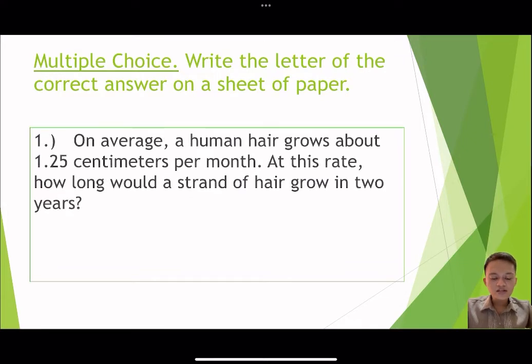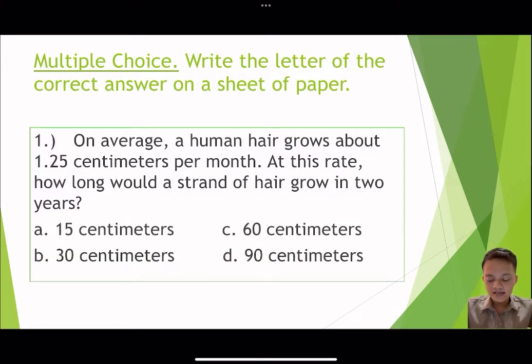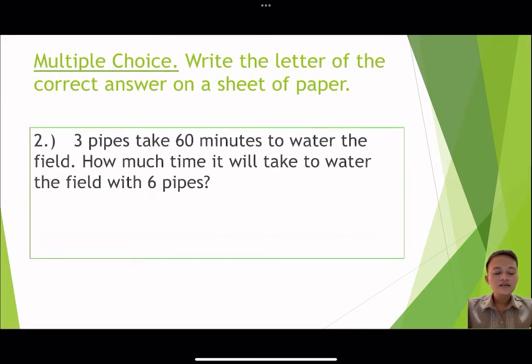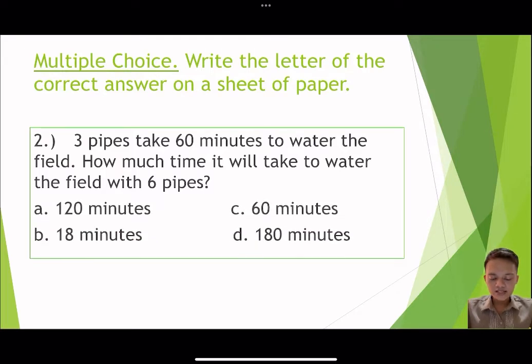Number 1, on average, a human hair grows about 1.25 centimeters per month. At this rate, how long would the strand of hair grow in 2 years? A. 15 centimeters, B. 30 centimeters, C. 60 centimeters, and D. 90 centimeters. Next, 3 pipes take 60 minutes to water the field. How much time will it take to water the field with 6 pipes? A. 120 minutes, B. 18 minutes, C. 60 minutes, D. 180 minutes.